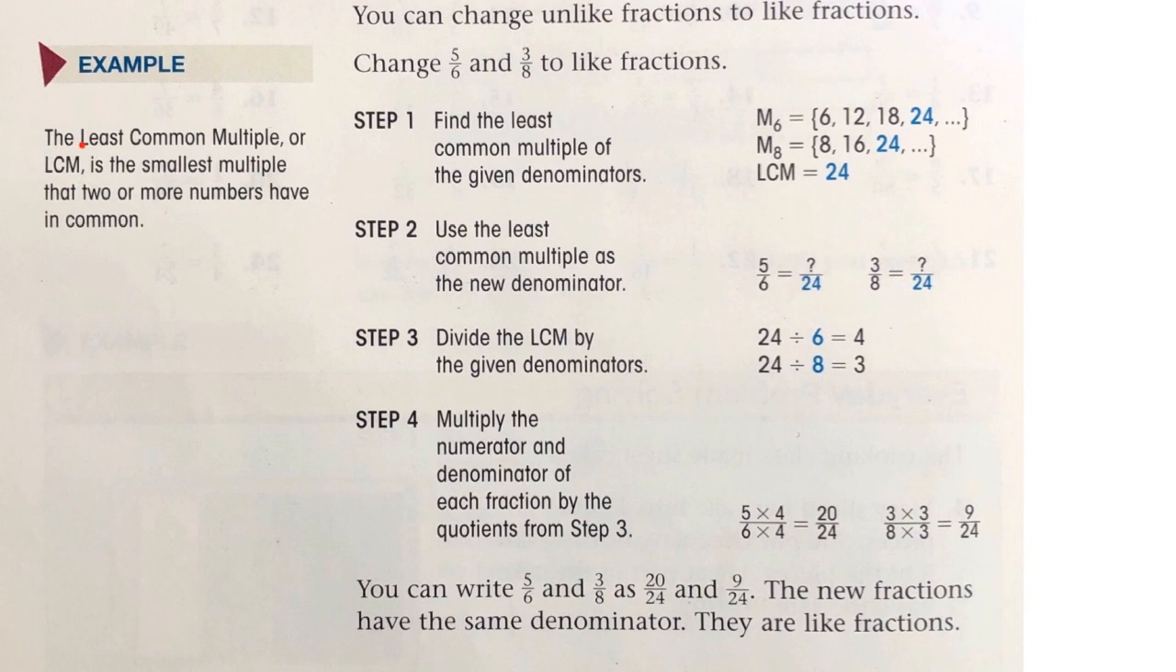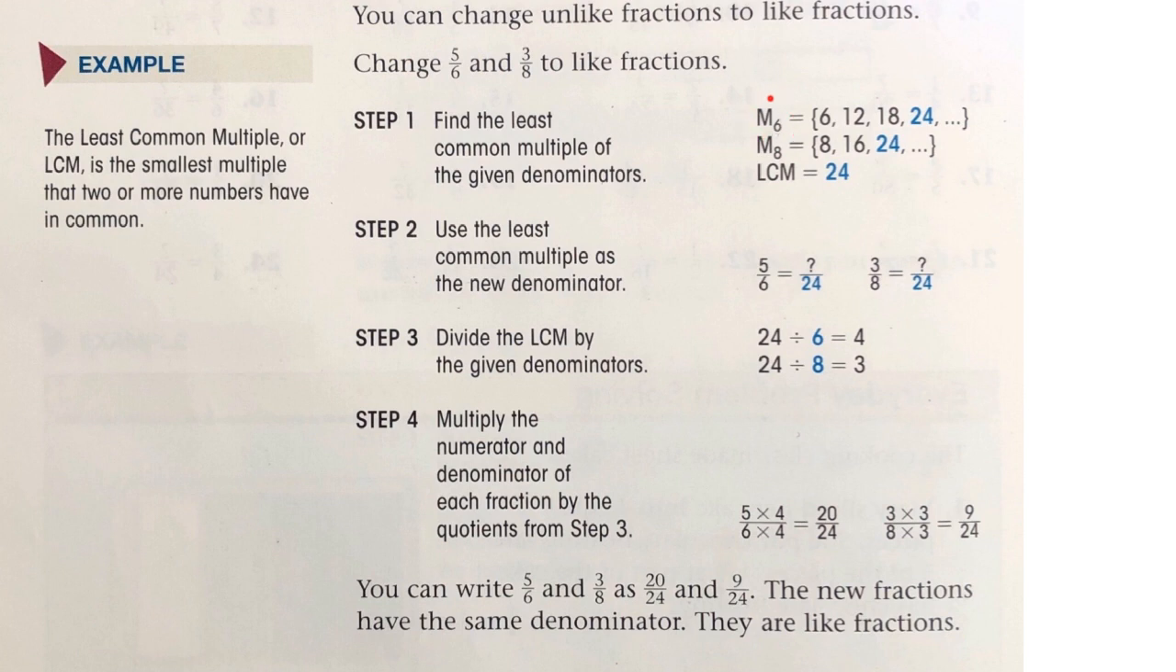So the least common multiple, or the LCM, is the smallest multiple that two or more numbers have in common. So we want to find that smallest multiple of the two numbers we're trying to change, and we're trying to target the denominator to make them the same. So that's step one, to find the least common multiple of the given denominators, 6 and 8.